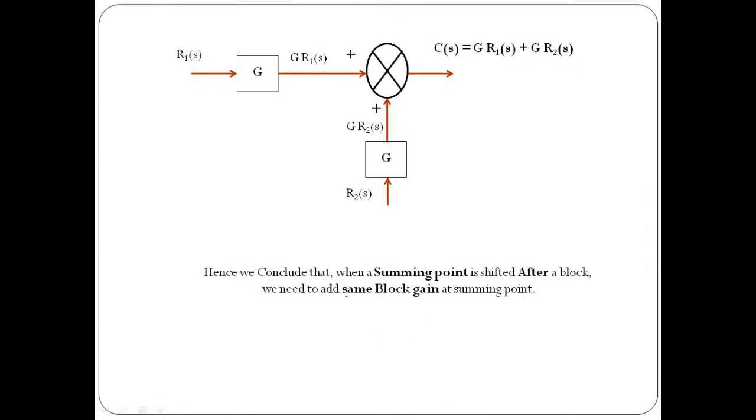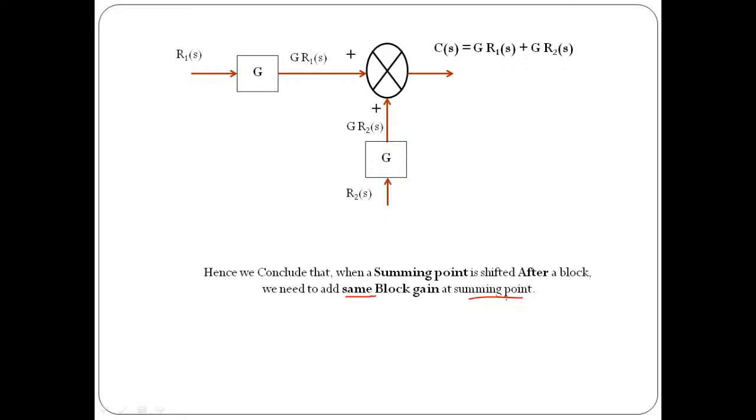We need to add same block gain at the summing point. This is very important. We have two rules related to shifting the position of the summing point. In the first case, we shift the summing point before a block, and we conclude that we need to add inverse block gain. In the second case, we shift the summing point after a block, and we conclude that we need to add the same block gain at the summing point.